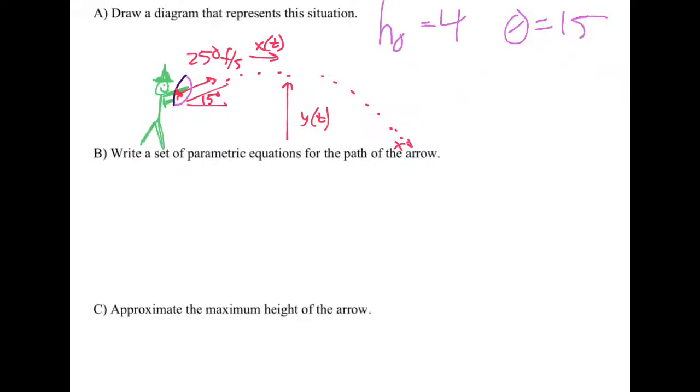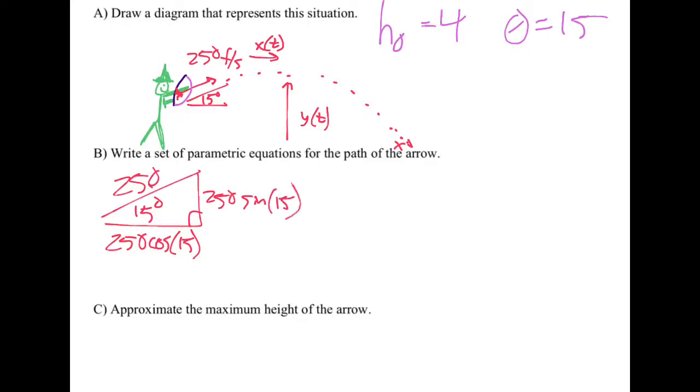And now we want to write a set of parametric equations for the path of the arrow. So this is going to work just like that last problem. We need to use the angle 15 degrees and the velocity 250 to determine the horizontal and vertical components of this velocity. The horizontal is going to be 250 times the cosine of 15. The vertical, 250 times the sine of 15. So x, remember distance equals rate times time. Well, our rate is the horizontal component of velocity, 250 cosine of 15, times our time.